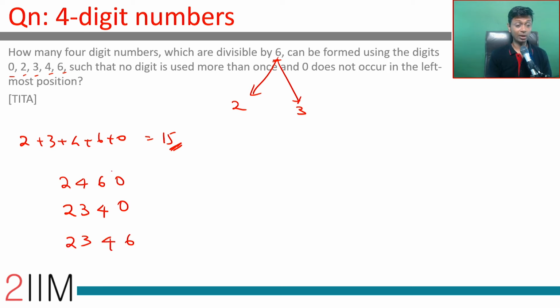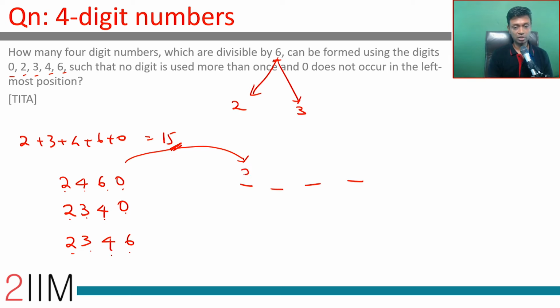2 plus 4 plus 6, 12. That's a multiple of 3. 2 plus 3 plus 4, 9. That's a multiple of 3. 2 plus 3 plus 4 plus 6, this is 15. That's a multiple of 3. Right, so the digits could be 2, 4, 6, and 0; 2, 3, 4, and 0; 2, 3, 4, 6. All of these are possible. Now, with these 4 digits, we want the number of possible even numbers. With 2, 4, 6, 0, all 4 are even numbers, and so any 4-digit number formed with these should work.